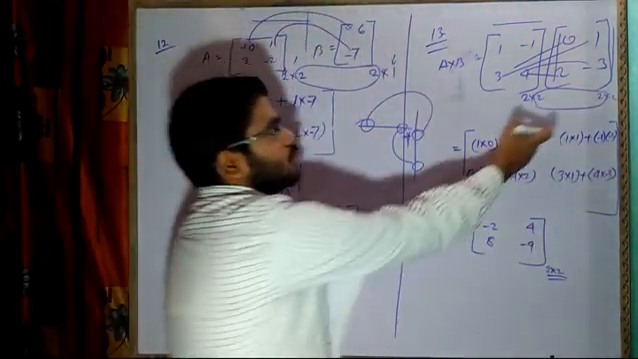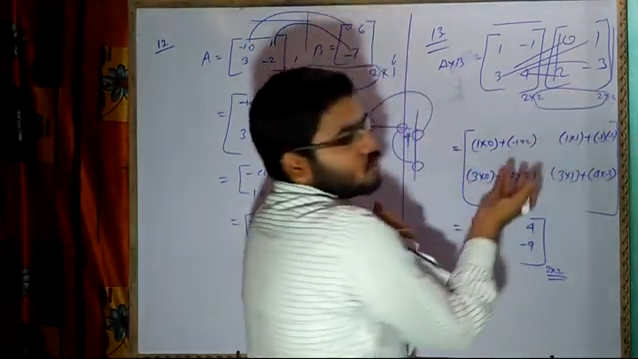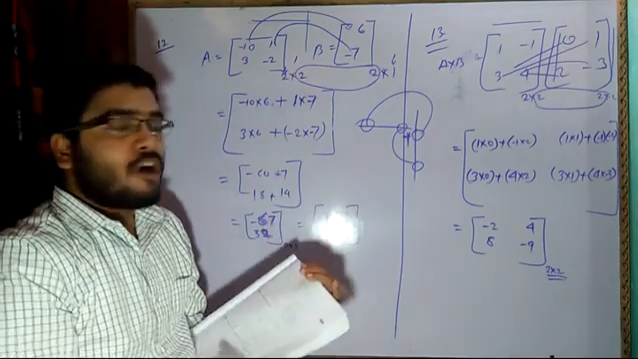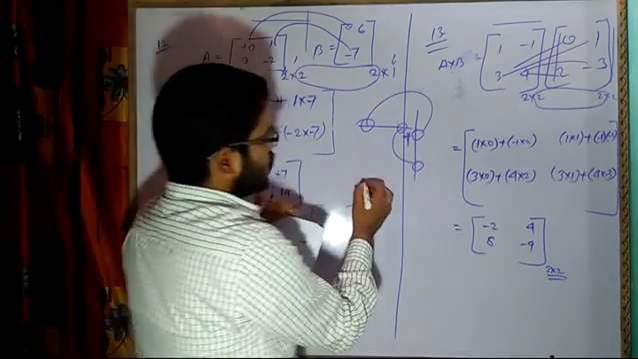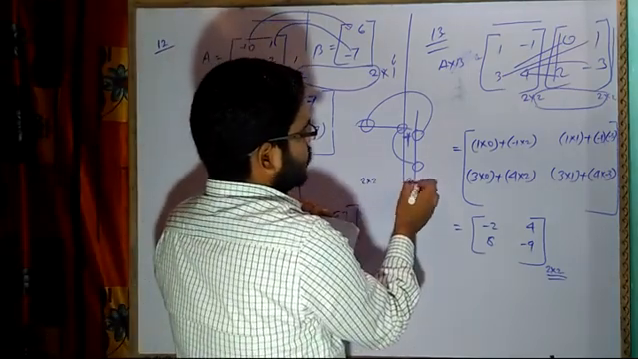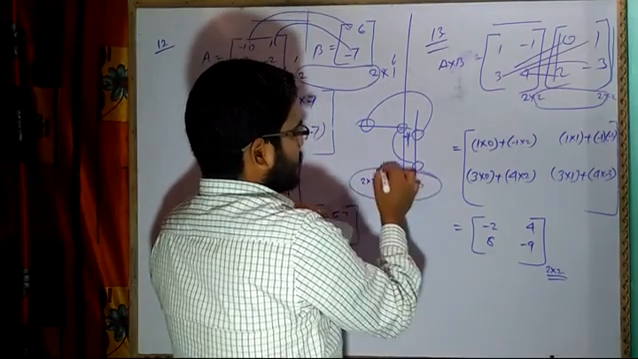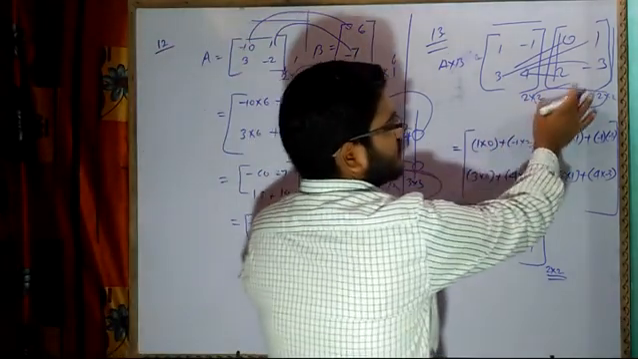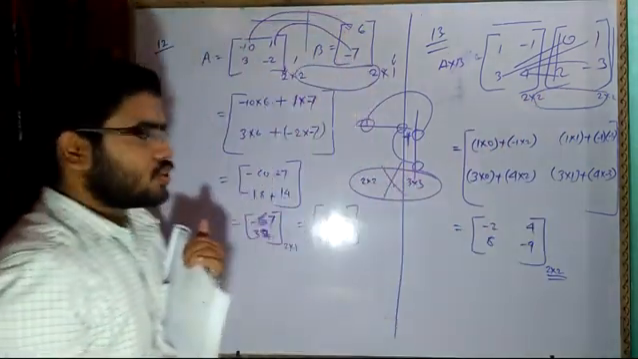BA will also be possible in this case because the order is a 2 cross 2 square matrix. So square matrix multiplication is possible for the same order. If it is 2 cross 2 and the other matrix is 3 cross 3, then this matrix multiplication is not possible. These two square matrices are of the same order, so it is possible.